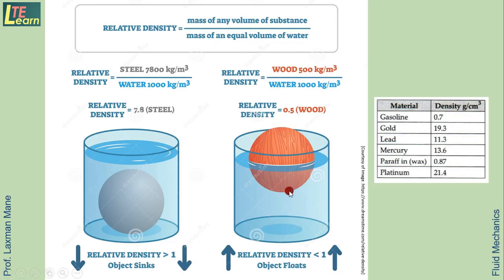The second case is of a wooden sphere or ball. Its density is 500 kg per meter cube. Its ratio to the density of water comes to 0.5. So here the specific gravity for the wood comes to 0.5, that is less than 1. So that's why it is lighter than water, and that's why it is floating on the water. Here in this table, different values of specific gravity for different materials are mentioned.